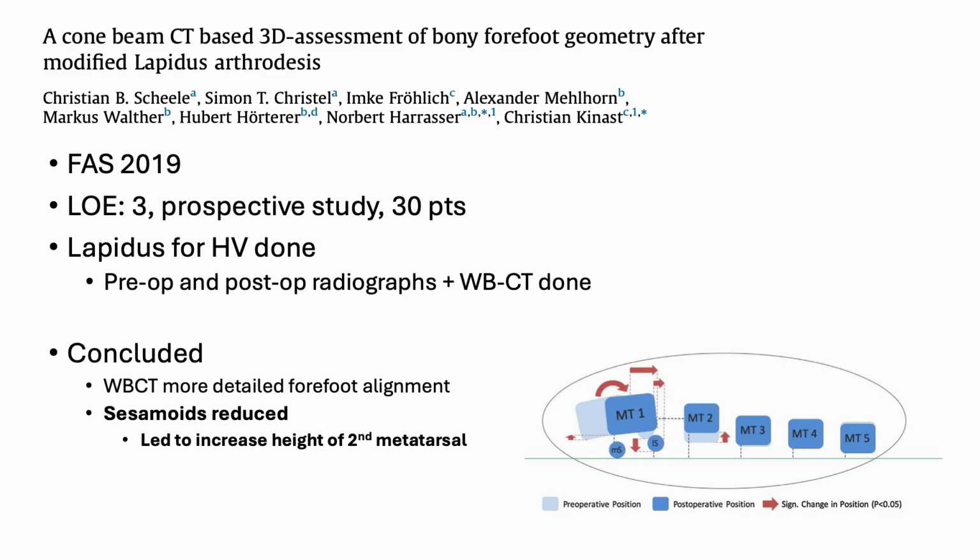If you correct it correctly, you can get a better pronation correction, you get better position, you get better sesamoid position, and that overall leads to an elevation of the second ray, which likely means that maybe we don't need to do as many Weil osteotomies as we once thought if we're getting good correction.